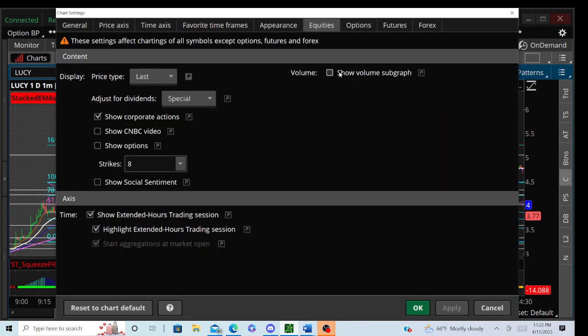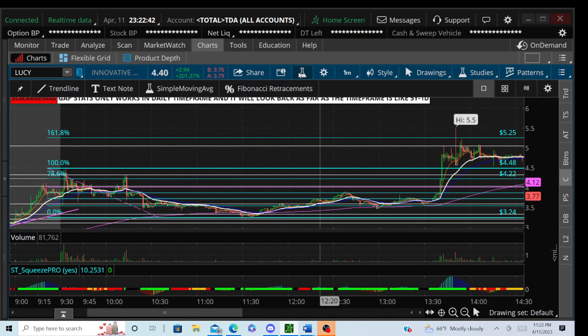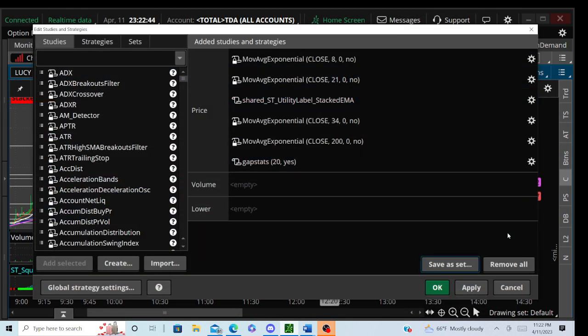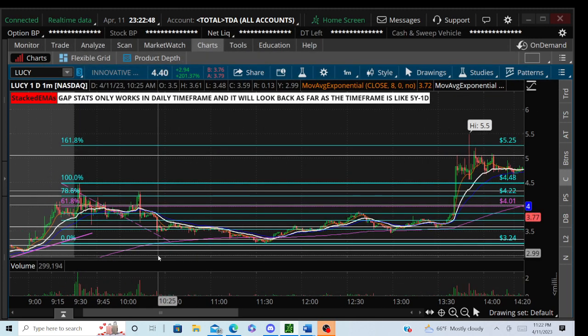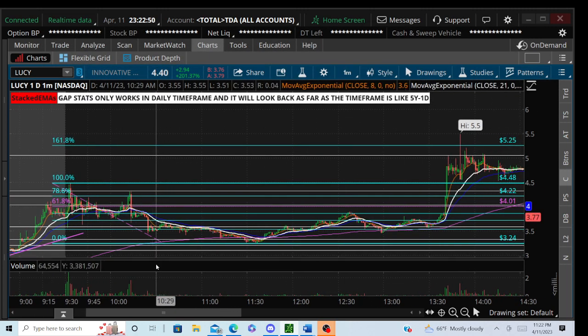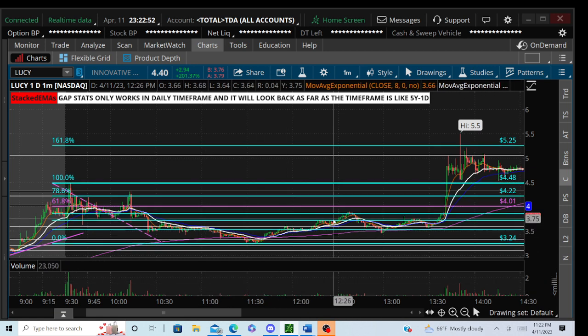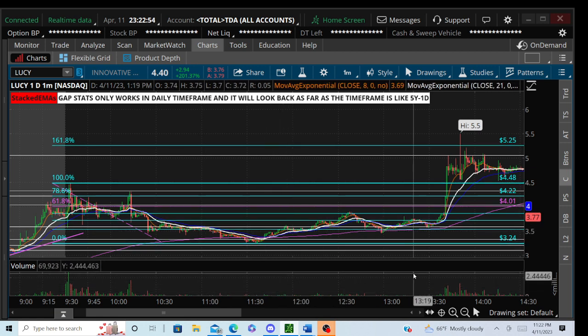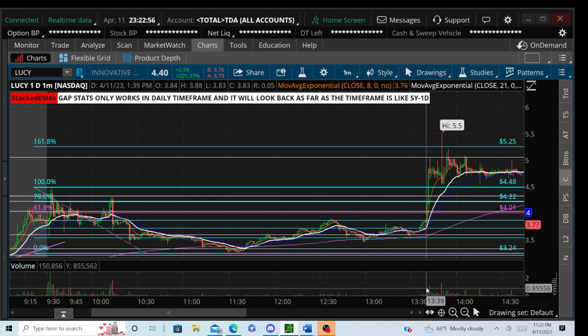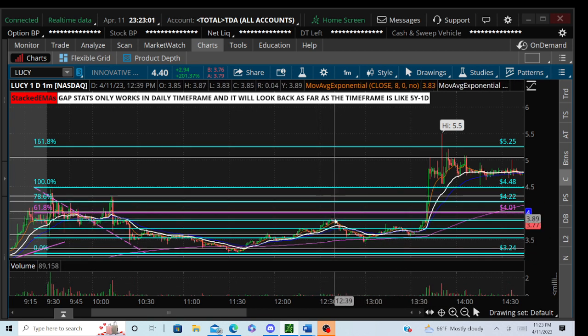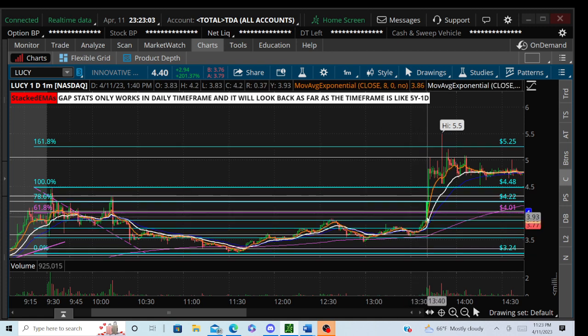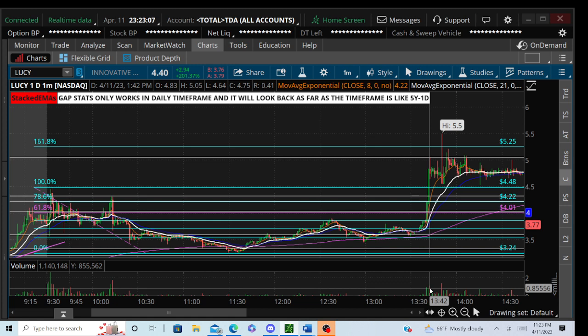And as you can see, let me turn on the volume. Shut off the gap stat. Shut off the Squeeze Pro for a sec. Now see this? This move right here was bouncing on like no volume, but then as you see over here, you start to get volume coming in, and then as it breaks this level, it squeezes. That's right where I got stopped out even. Big volume comes back in and it rips.